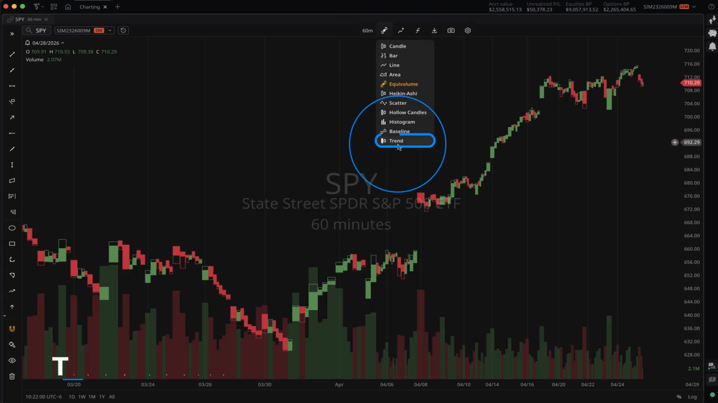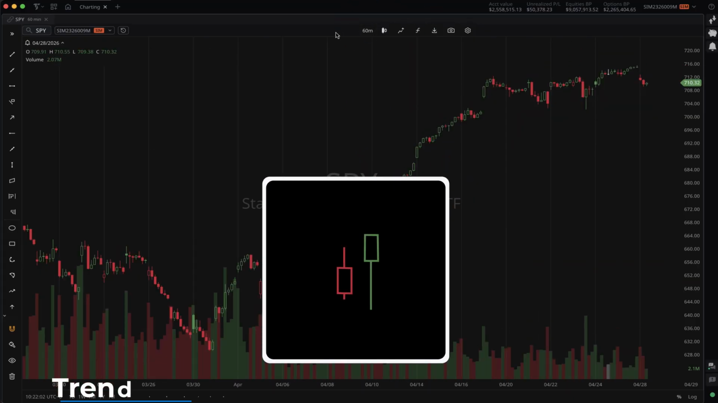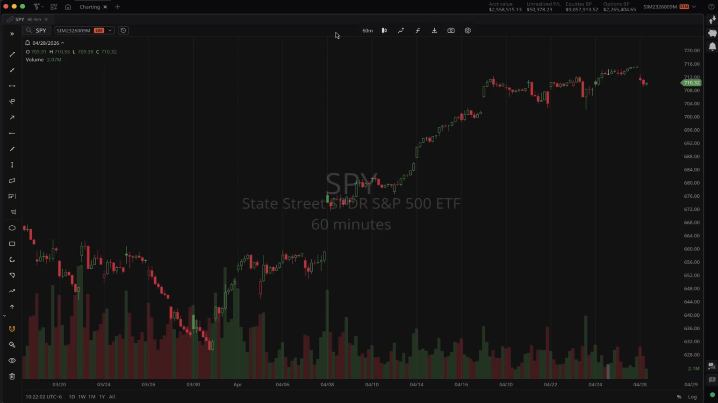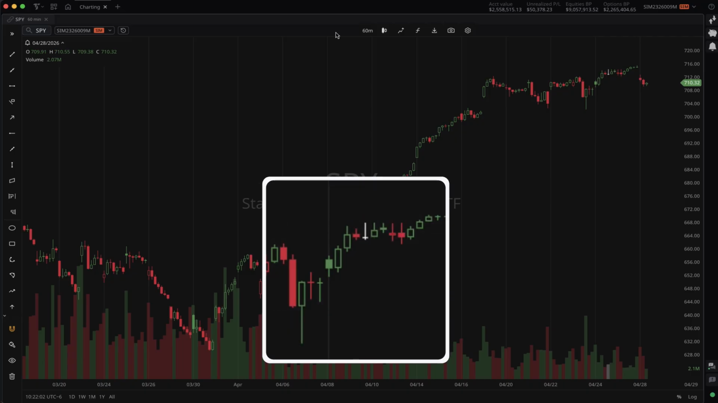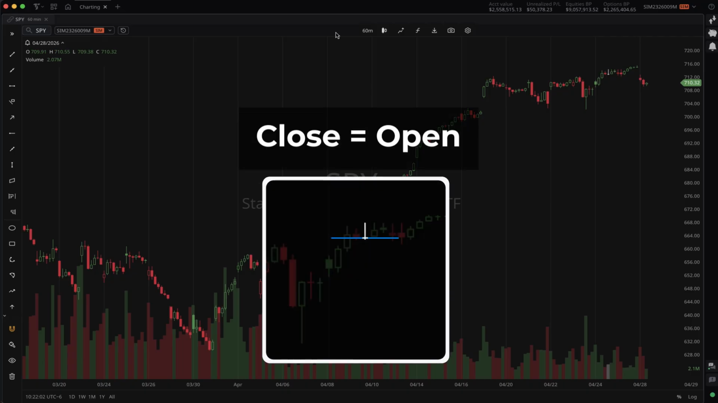Trend follows the same two-layer logic as hollow candles. The border color is determined by whether the current close is higher or lower than the prior close, and the body fill is determined by whether the close is above or below the open within the same bar. The difference is in how it displays. Instead of hollow versus filled, trend expresses both signals through color. When there's no change, close equals open, the candle renders as a doji in white.